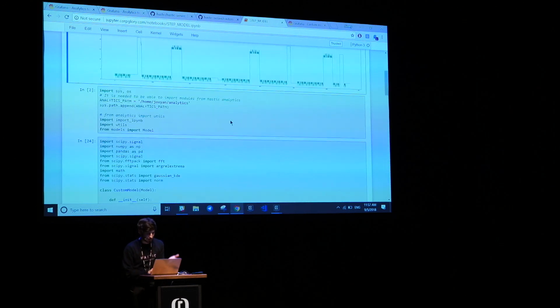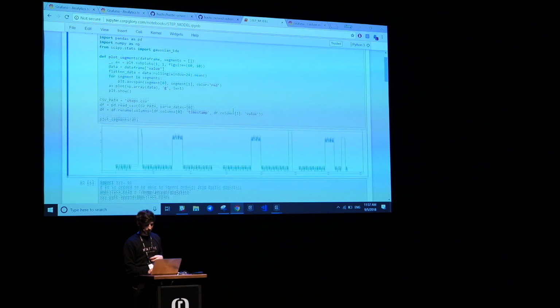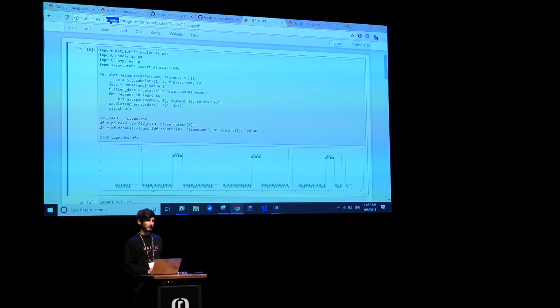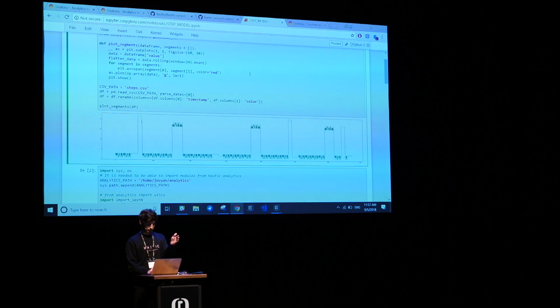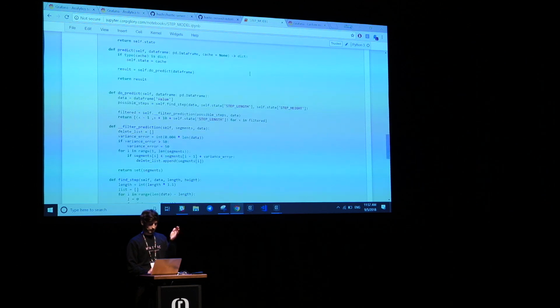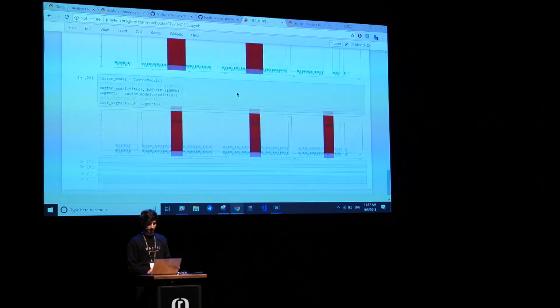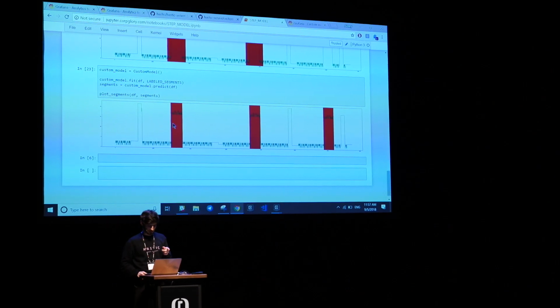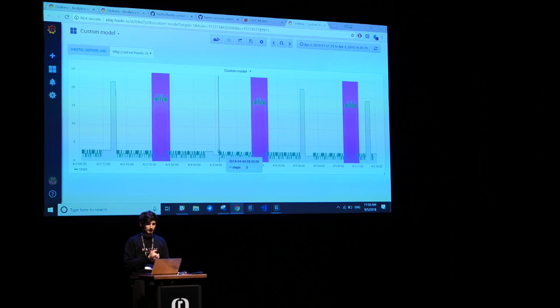The idea is that you can get time series data. So this is Jupyter. This is how data scientists usually work: when you get data, you write some crazy things and see how it works. This is the labels: this is what the user labeled, and this is what your model predicts. And then you can see it in Grafana.